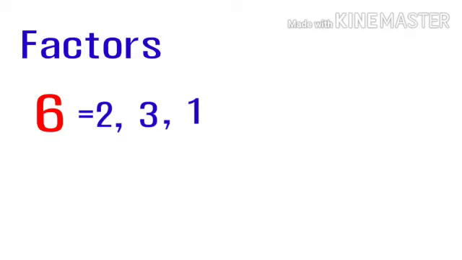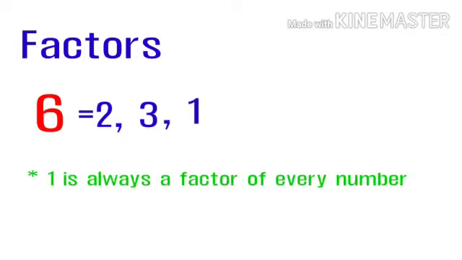Like you can see, if we have 97, we can write 1 into 97. So 1 is a factor of every number. This thing you must write in your copy also as a note, that 1 is always a factor of every number.